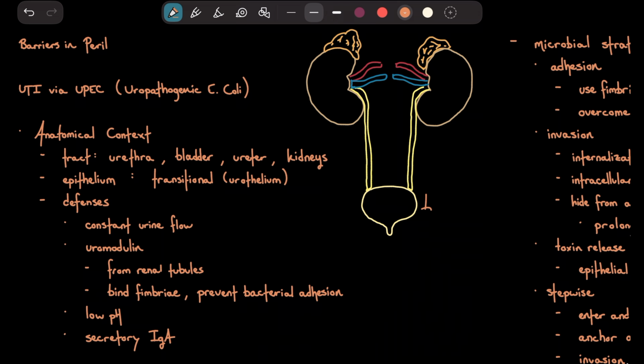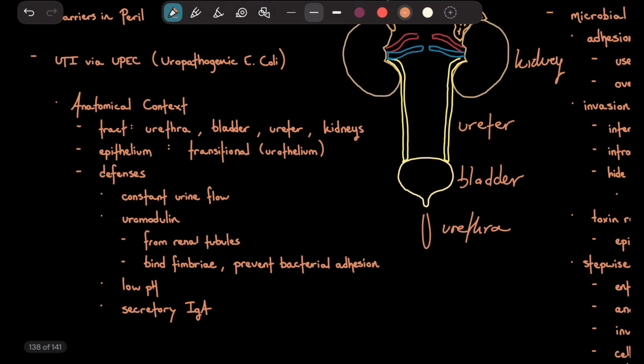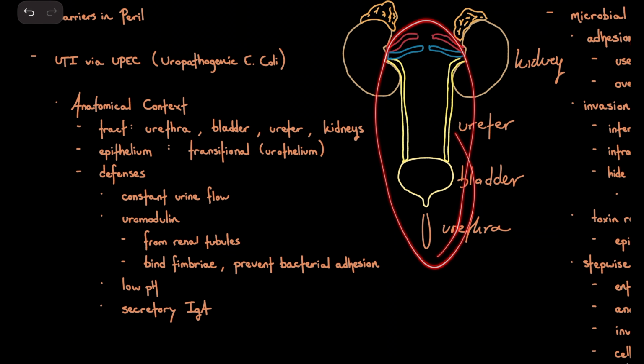Oh, that's a little too fat. There we go. Bladder. This is the ureter. Kidneys are up here, not the adult knee. And then down here would be the urethra. All right. So here's the tract altogether, and that's usually what gets infected.